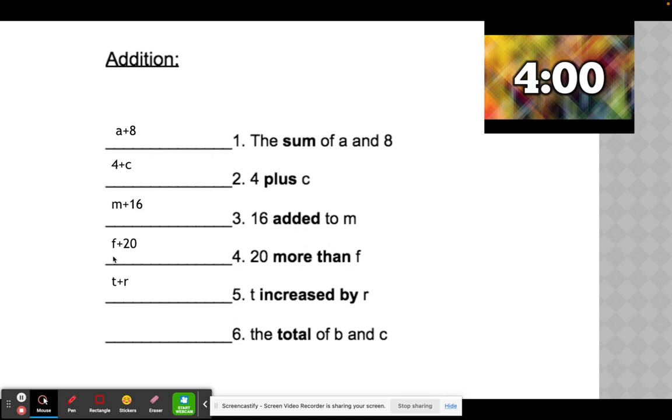T increased by r, and the total of b and c. For any of these, the order could be reversed. 8 plus A, C plus 4, doesn't matter.